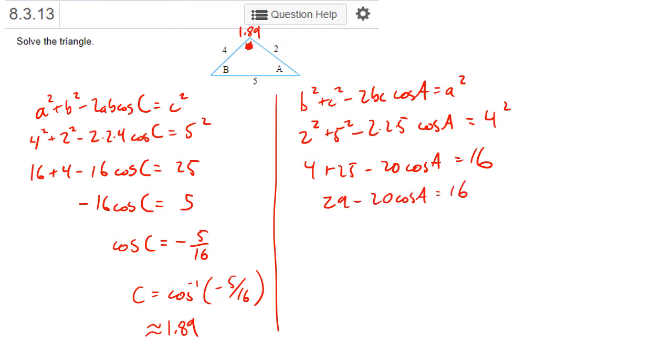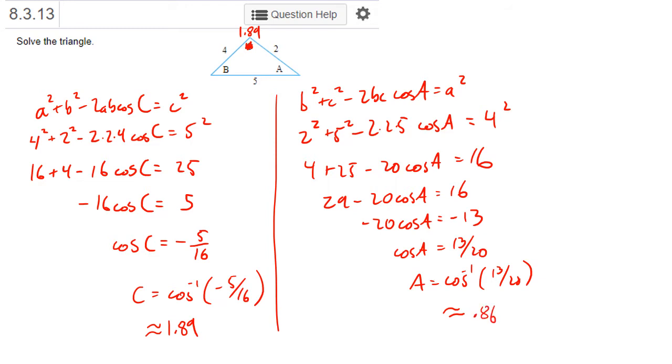Then I can subtract 29, divide by negative 20, take an arc cosine, and punch that into a calculator and get the arc cosine of positive 13 over 20, pardon me, about 0.86. And that was angle A, so I'll cross this out and say this is about 0.86.